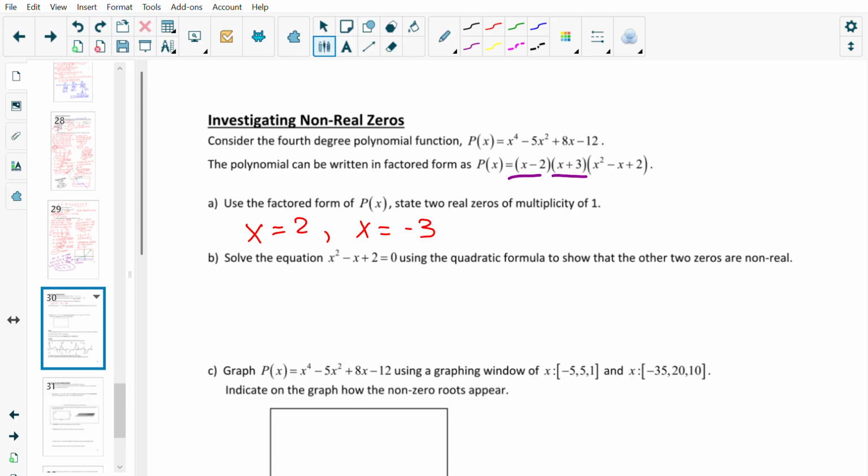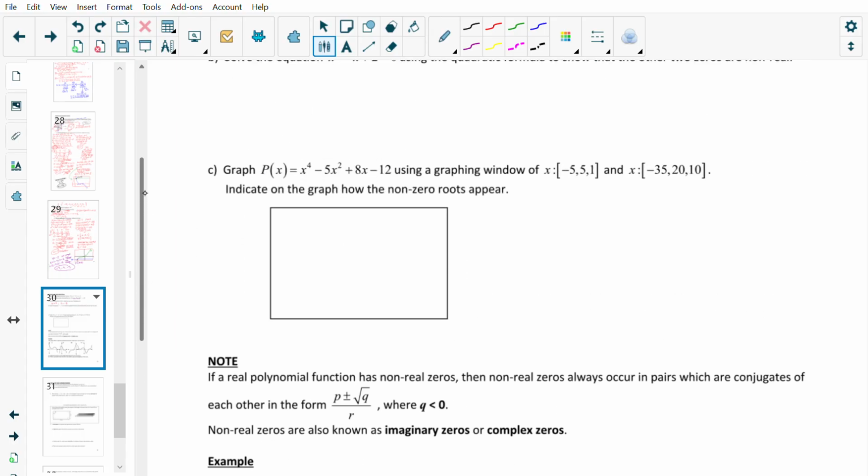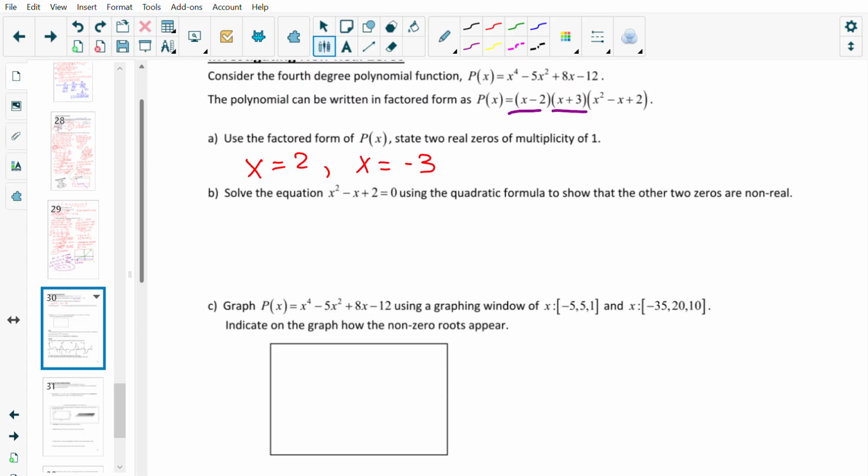Solve the equation x squared minus x plus 2 equals 0 using the quadratic formula to show that the other two zeros are non-real. Okay, let's do it. Quadratic equation.